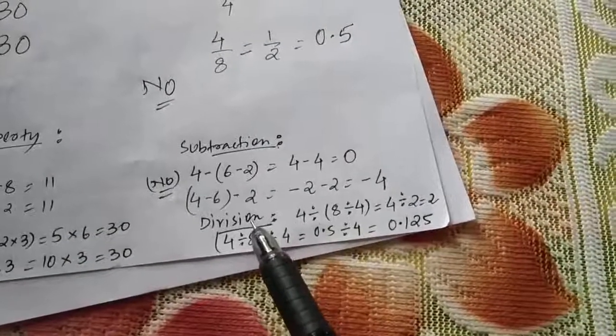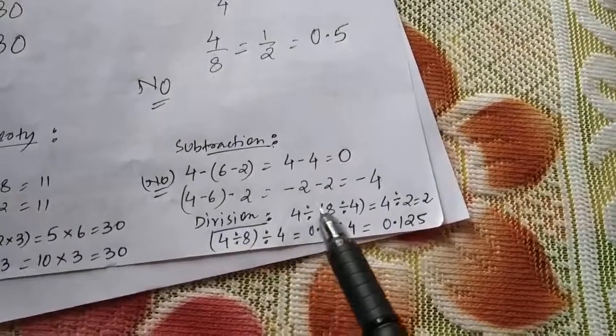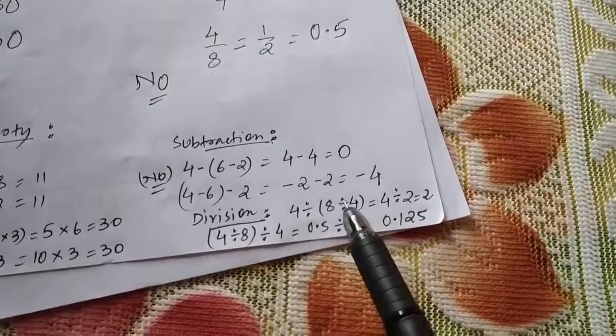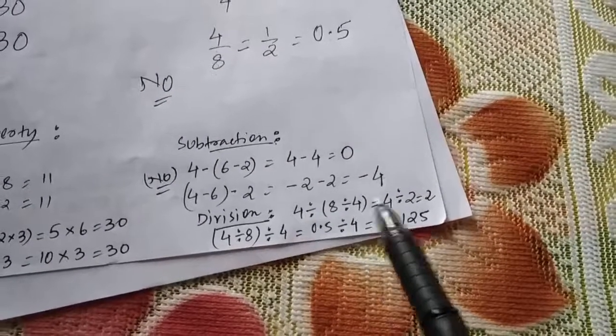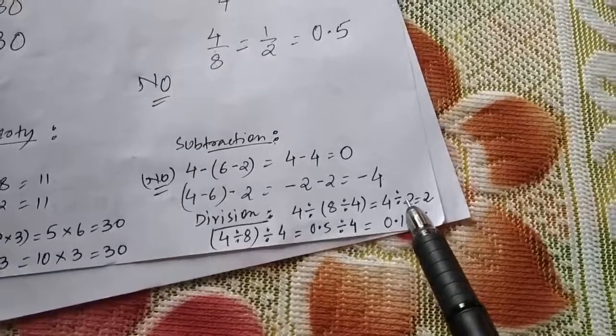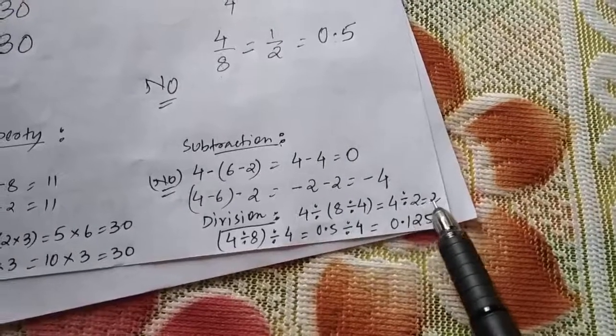And lastly, for the division, I take 4, 8 and 4 as the integers. First I will divide 8 by 4. I got 2. And then when 4 is divided by 2, I got the answer 2.